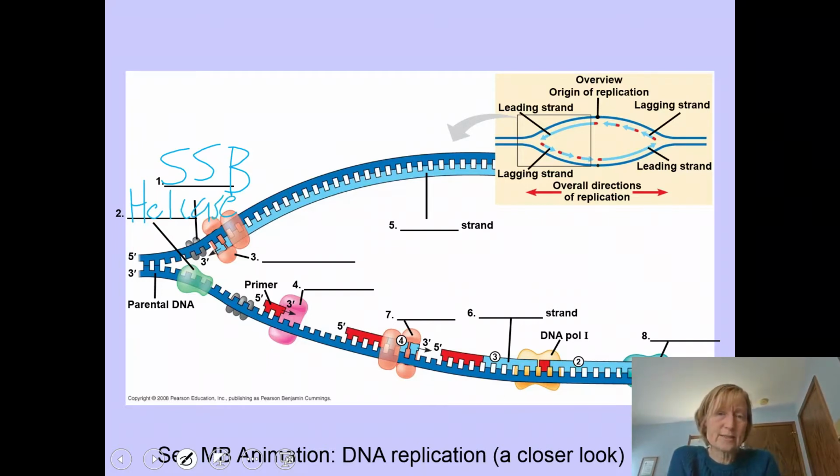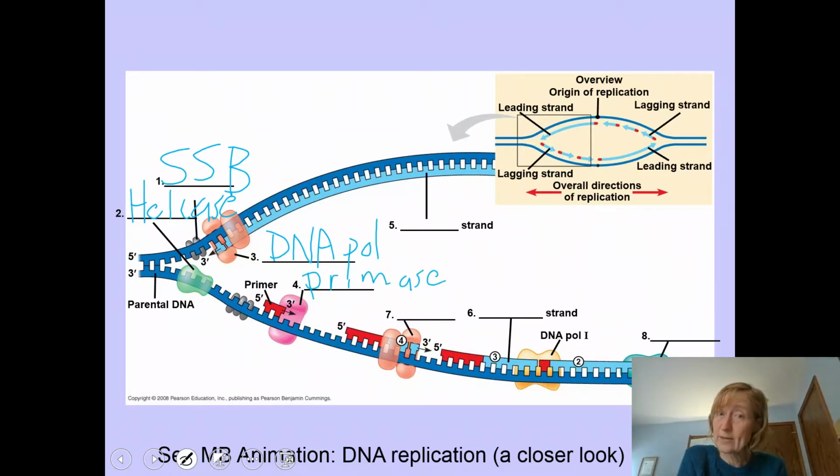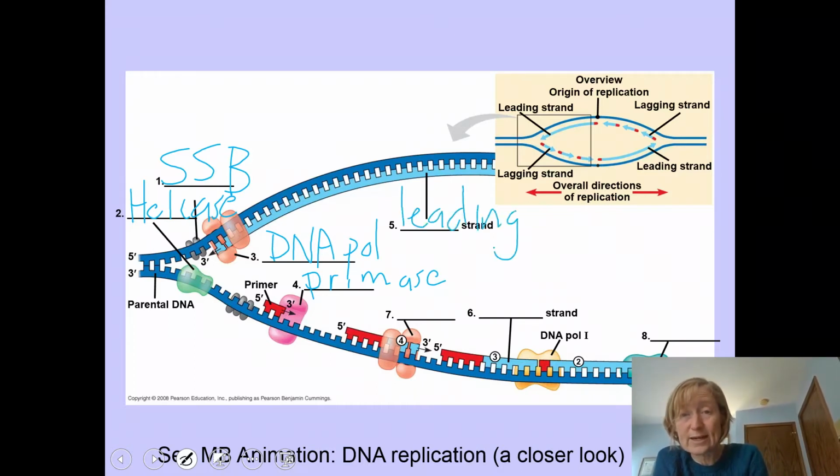It looks like this number 3 is DNA polymerase because it's building a strand of DNA. So this would be DNA polymerase. I'm just going to write DNA pol. Number 4. It looks like number 4 is an enzyme building a primer. So that enzyme is primase. Number 5. Looks like we're talking about the newly synthesized DNA that is being synthesized in a continuous way. So that would be the leading strand of DNA.